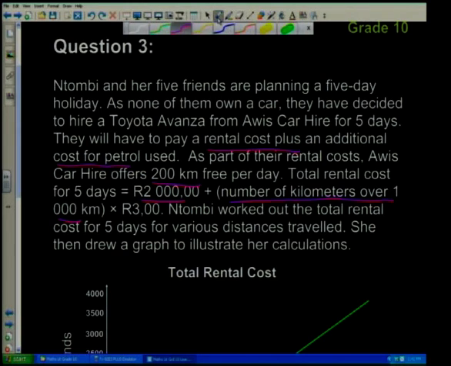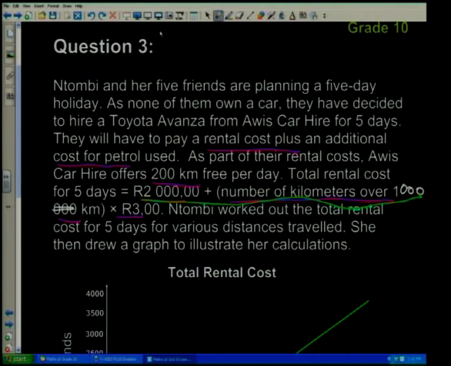Let's add these thousands here and ignore them here. 1,000 kilometers times 3 Rand. So there's our formula, and it's an important formula. So I think maybe we should highlight this in a different color so we can see the total cost was 2,000 Rand plus the number of kilometers over 1,000 times 3. And Ntombi worked out the total rental cost for 5 days for various distances traveled, and she then drew a graph to illustrate her calculations.